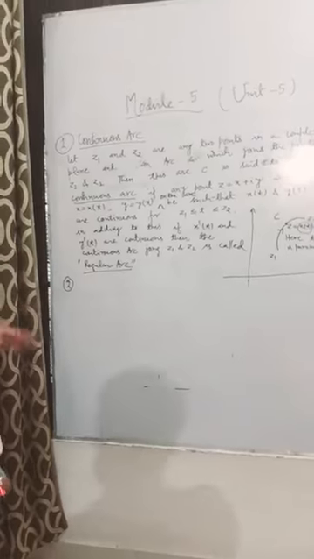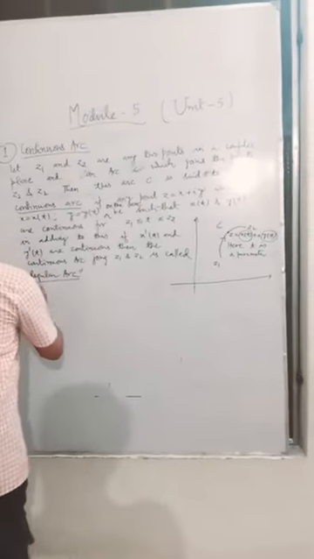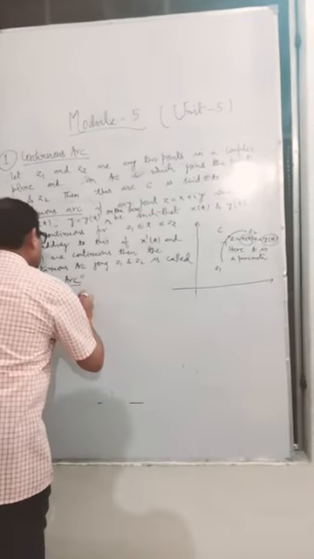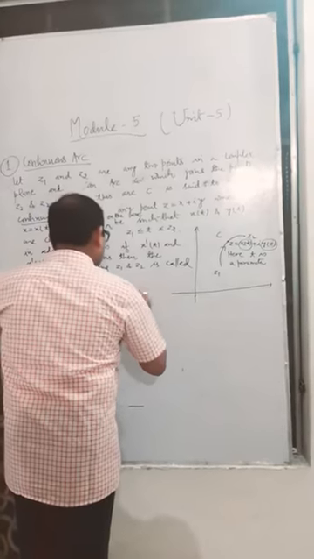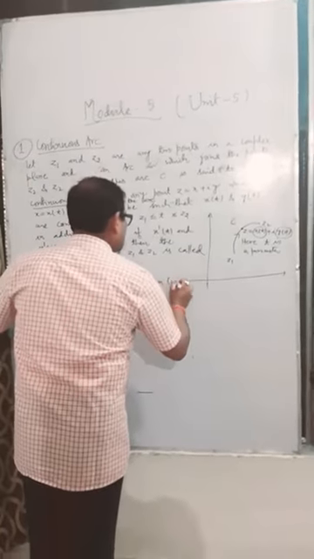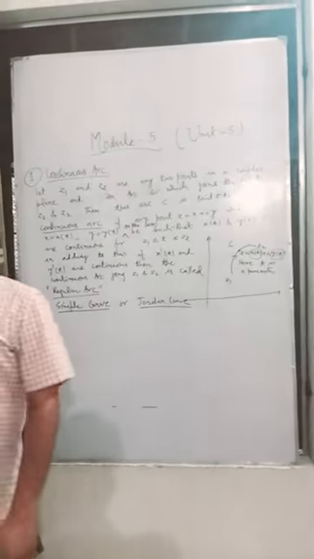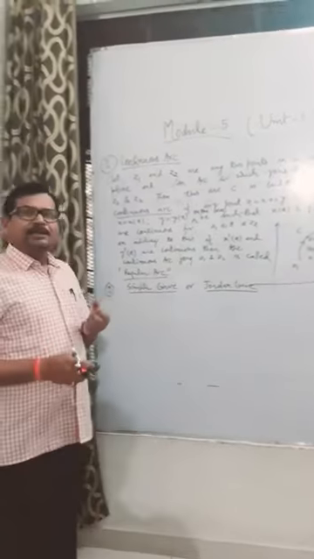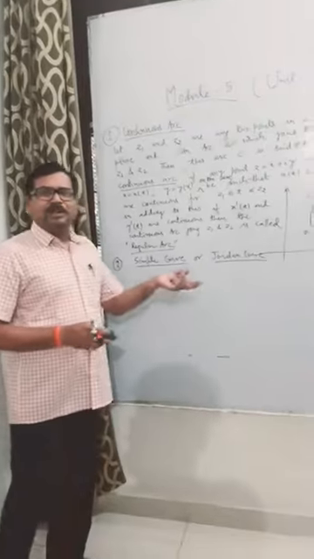The next definition I am going to write. The next definition is simple curve or Jordan curve. Simple curve is nothing but an arc joining the two points.